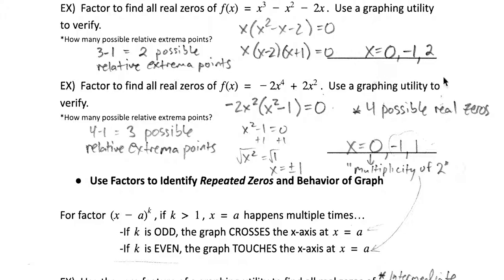So if the multiplicity of your zeros is 1, when you look at the graph, you will see the graph crossing the x-axis at those points. Slightly different than what's going to happen in our next example, which we'll talk about.